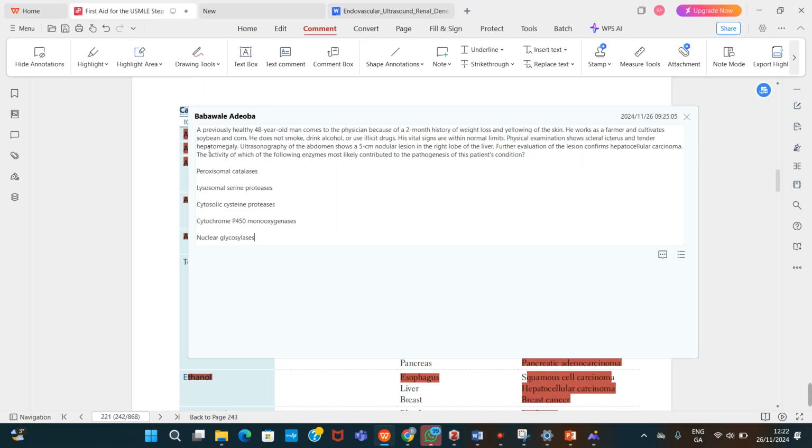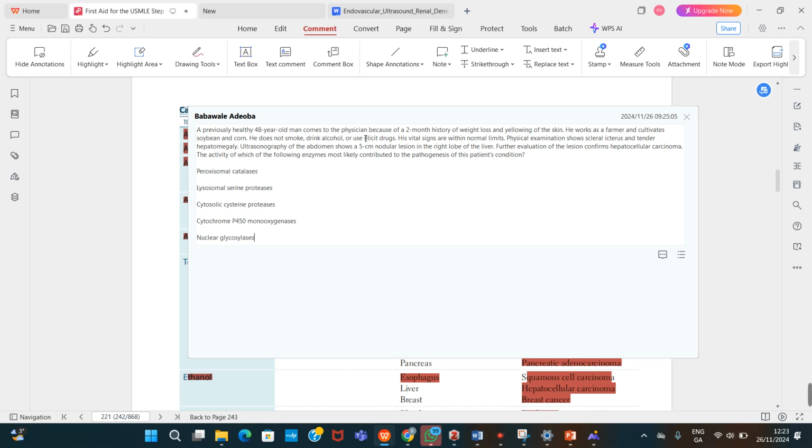A previously healthy 48-year-old man comes to the physician because of a 2-month history of weight loss and yellowing of the skin. He works as a farmer and cultivates soya beans and corn. He does not smoke, take alcohol, or use illicit drugs. Vital signs are normal. Physical examination shows scleral icterus and tender hepatomegaly. Ultrasound shows a 5 cm nodular lesion in the right lobe of the liver. Further evaluation of this lesion confirms hepatocellular carcinoma. The activity of which of the following enzymes is most likely contributing to the pathogenesis of the patient's condition?